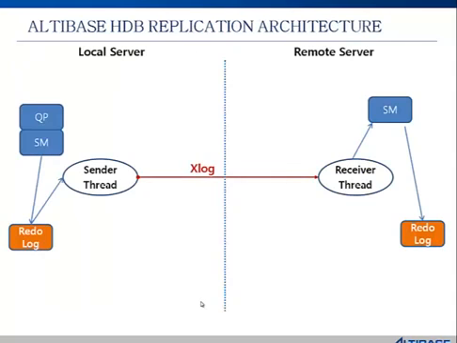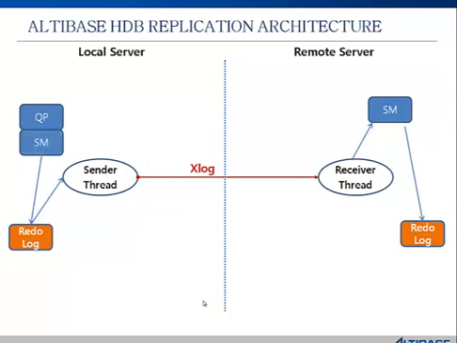Okay, so let's have a look at the basic application architecture, how the log is sent from the local server to the remote server in a diagram. So from the query processor, once the query is executed from the client, the query processor receives it, and it does all the parsing, validation and optimization. Okay, and it goes to the storage manager.